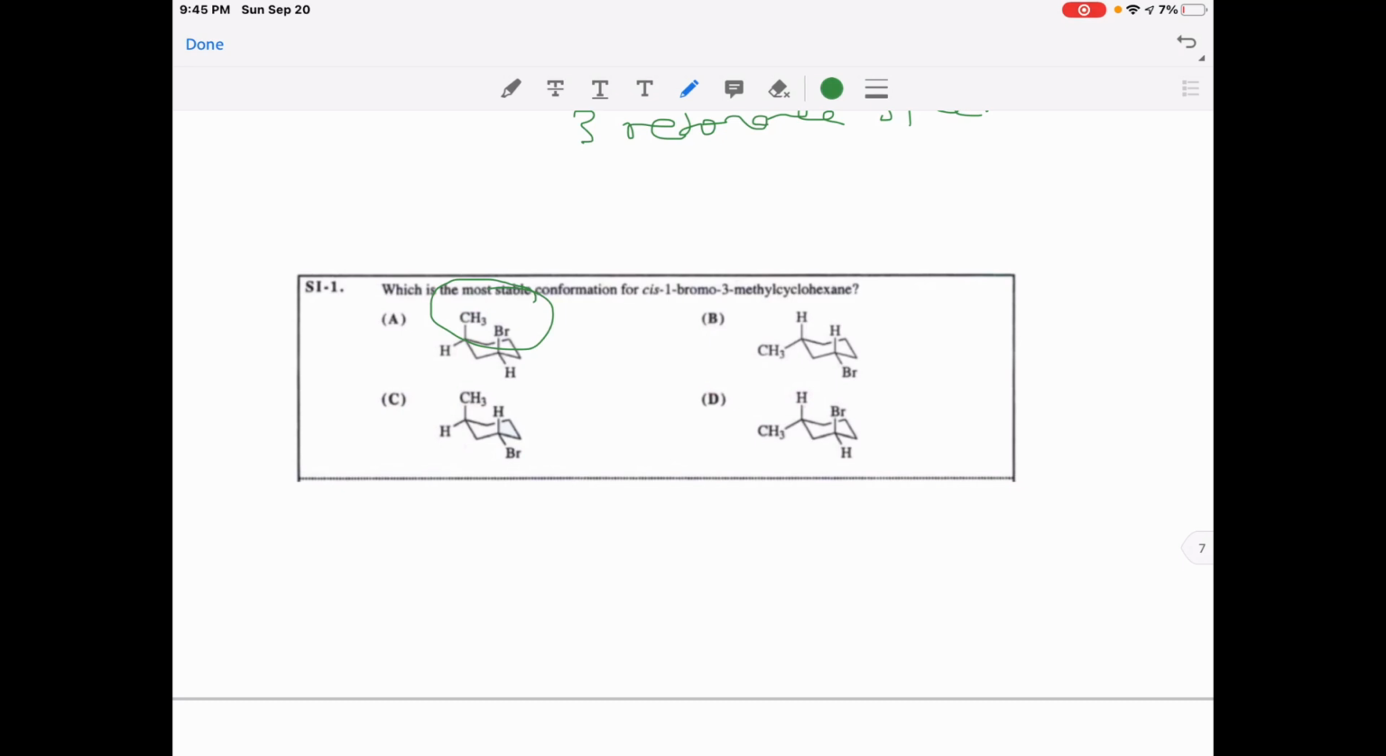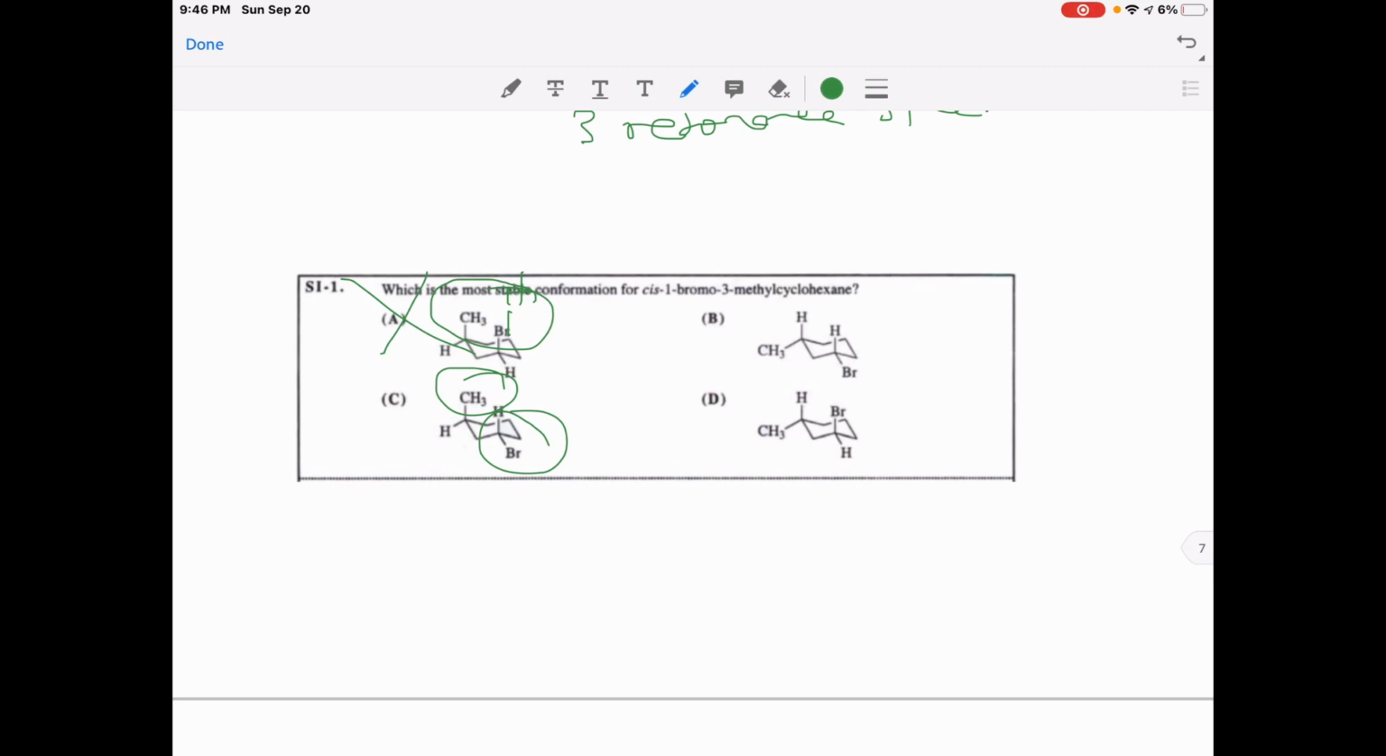This is very bad and unstable because of 1,3-diaxial interaction. The methyl group is interacting with the bromine group, but it's also interacting with a hydrogen that is in an axial position 2 carbons away from both of them. So there is a lot of steric repulsion at A, so that is not the right answer. In C, the situation is a little better in that the bromine is in an equatorial position, so it doesn't experience 1,3-diaxial interaction, but the methyl group still does. So that's also not a good choice.